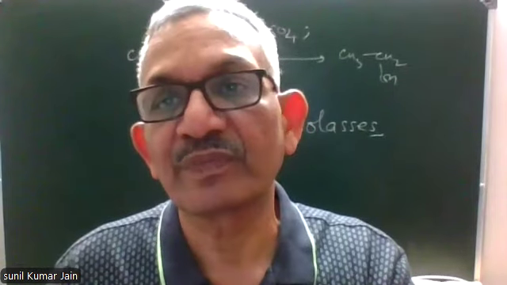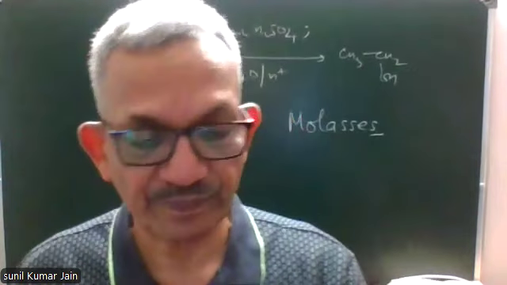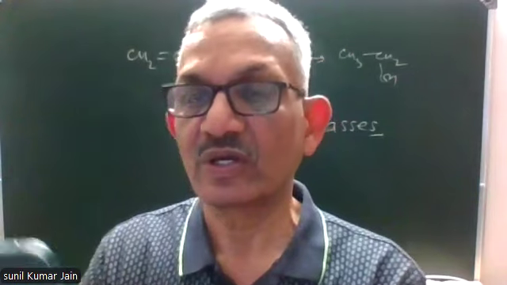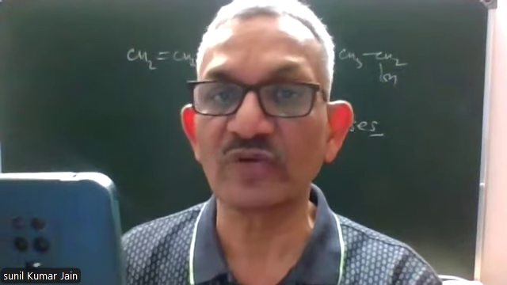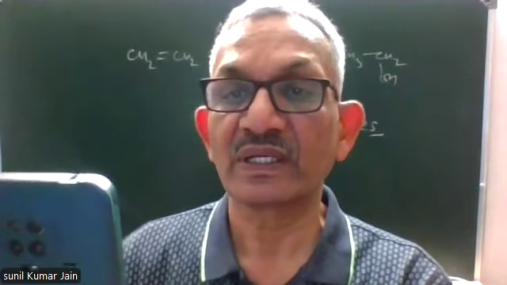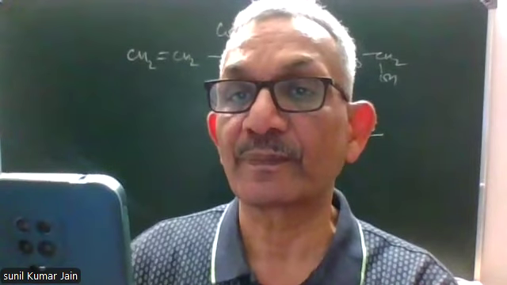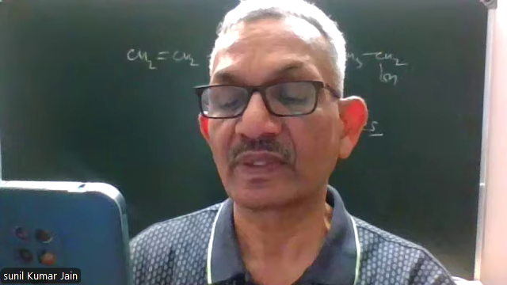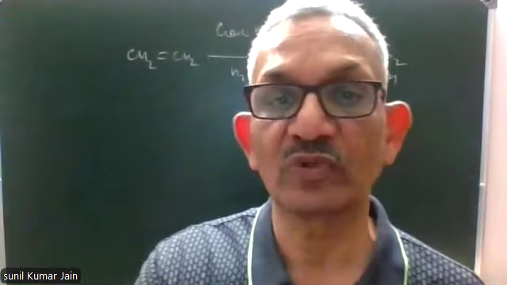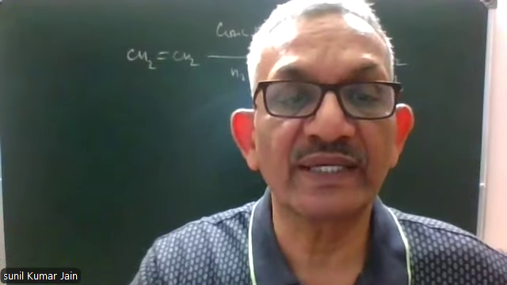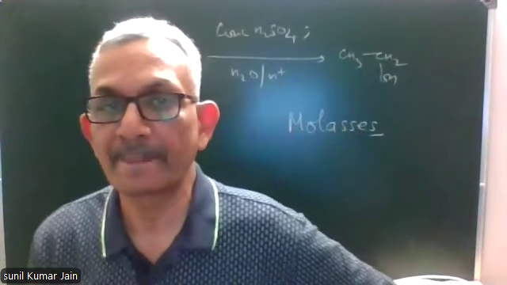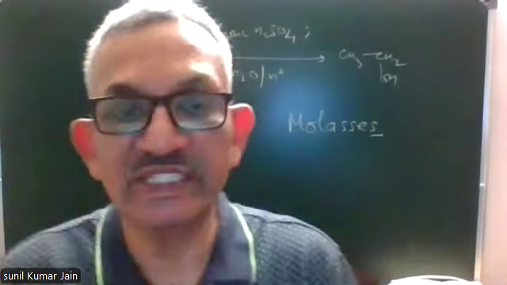Molasses is the waste of the sugar industry, which contains a lot of uncrystallized sugar. Sugar present in molasses, fruit juice, and starch in grain is subjected to fermentation, which gives ethanol.